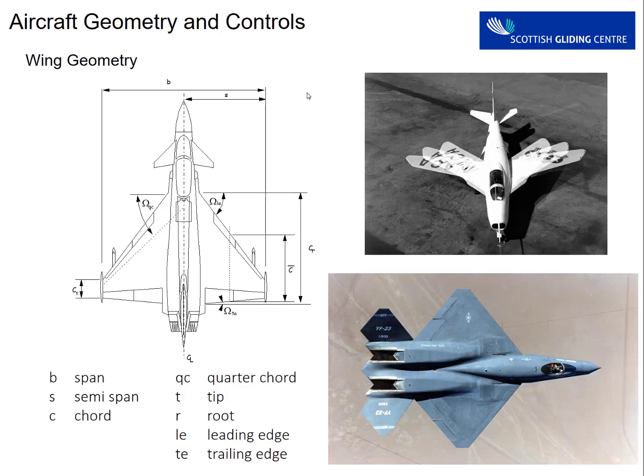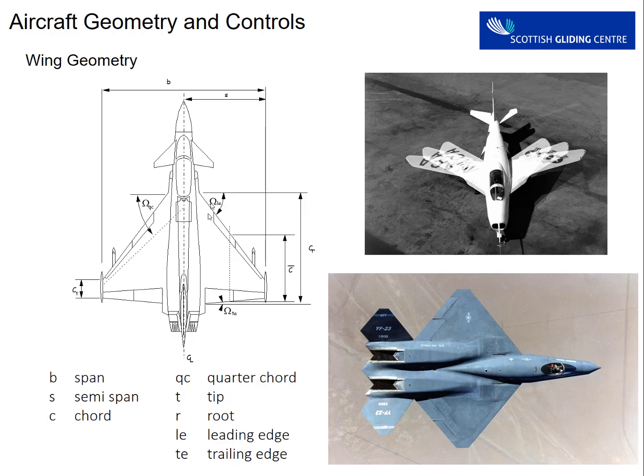Here's our aircraft in plan view. What we see here is an aircraft, and we can describe the span of the wing as the distance between one wingtip and the other, and that's the span of the aircraft. The distance from the centre line to the tip of the wing is the semi-span.